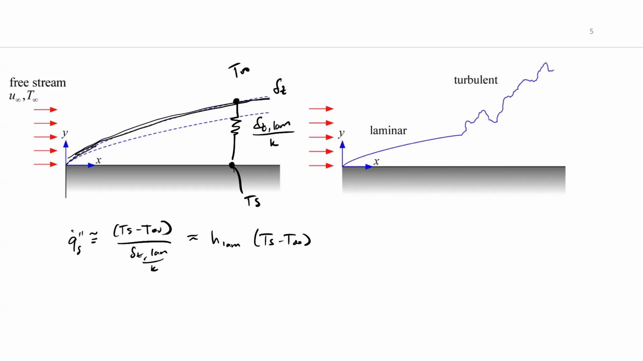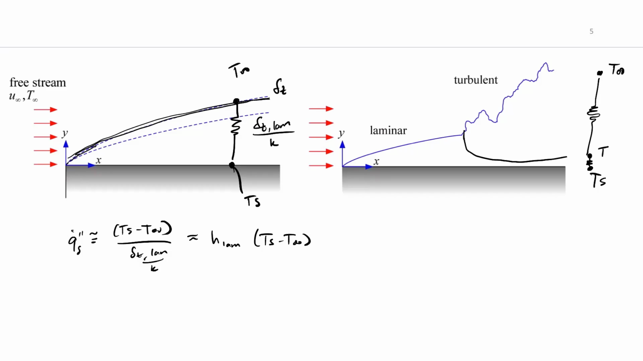For turbulent flow, though, we now have to think about two things. We have to think about our viscous sublayer, and we have to think about the turbulent or eddy regime. So we have basically two resistances. We have a resistance to get from Ts to some intermediate temperature at the edge of the viscous sublayer, and then out here, this is T infinity. So now we have two resistances that we have to care about, both in series.